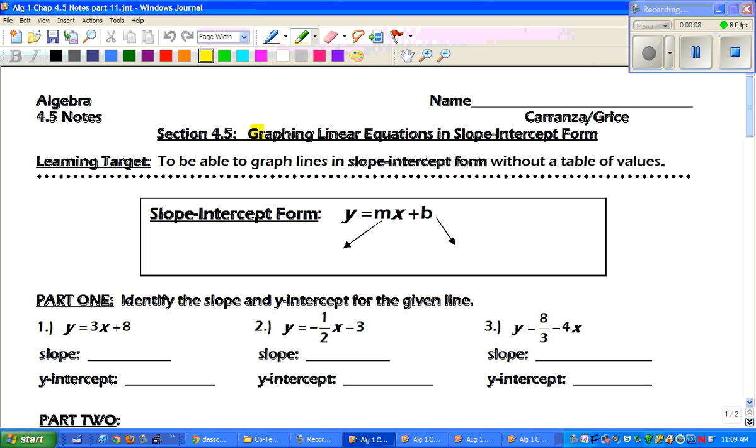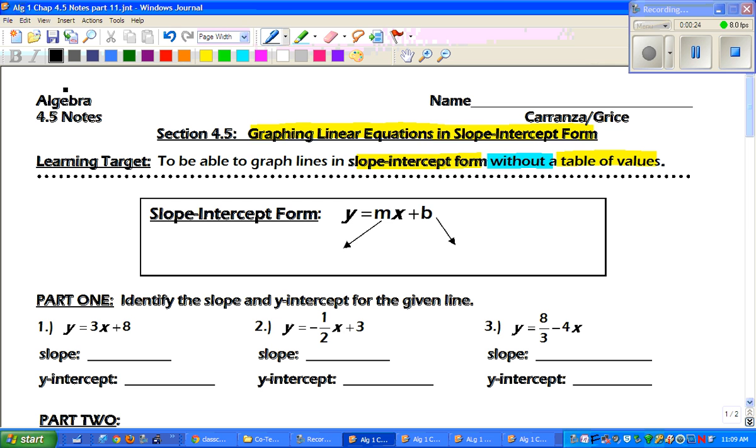Today we're going to be talking about graphing linear equations in slope-intercept form. Our learning target today is to be able to graph lines in slope-intercept form without a table of values. It's not that bad, guys.